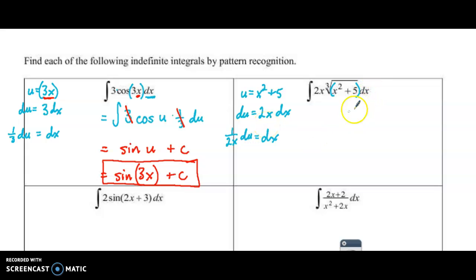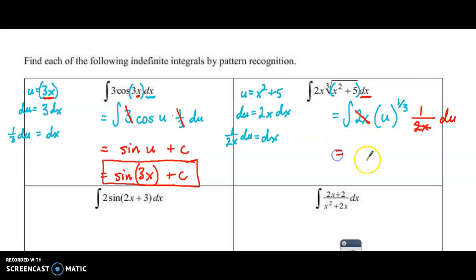So now when I go back to this problem, I leave the integral alone. I leave 2x alone. I replace x squared plus 5 with u. And at the same time, I'm also going to change this cube root to be the 1/3 power. And now I need to replace, I'm trying to color code the same way, this dx with 1/2x du. And what you notice is this 2x and this 2x will cancel.